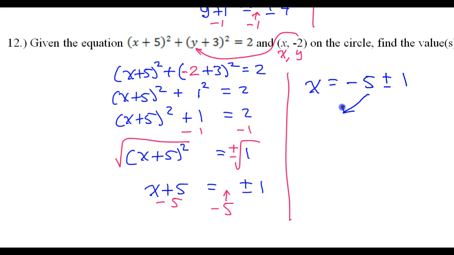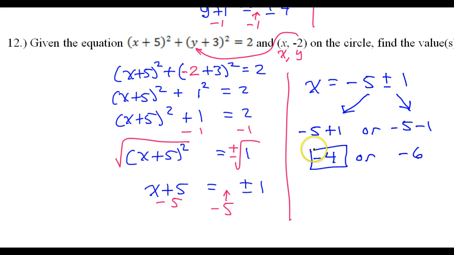Now this means two separate things. It's negative 5 plus 1 or negative 5 minus 1. Negative 5 plus 1 is negative 4. Negative 5 minus 1 is negative 6. So I've got negative 4 or negative 6.